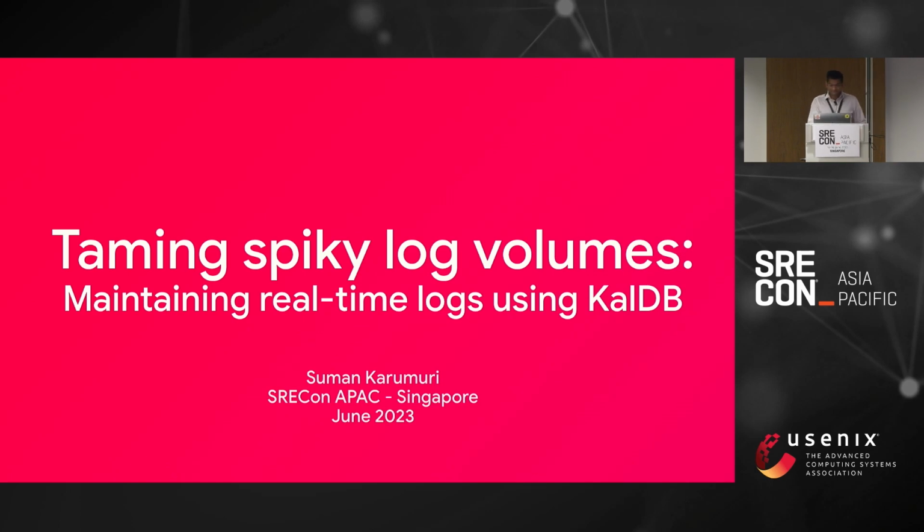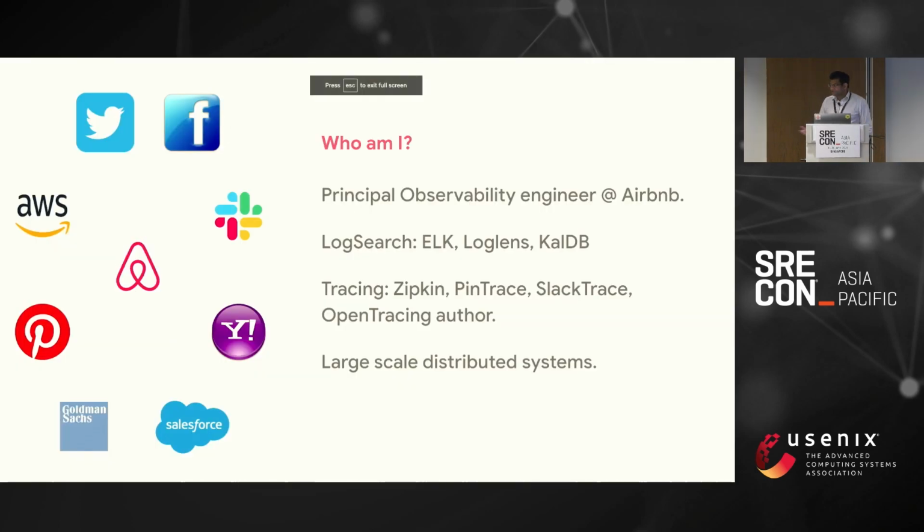So let's get started. First, a little bit about me. My name is Suman Karumuri. I'm a principal engineer at Airbnb, and I work on observability. I have expertise in log search. I've done log search systems before. I've run large-scale Elasticsearch systems before, and I've replaced Elasticsearch once at Twitter using a system called Loglens, and now again at Slack using Kaldb.